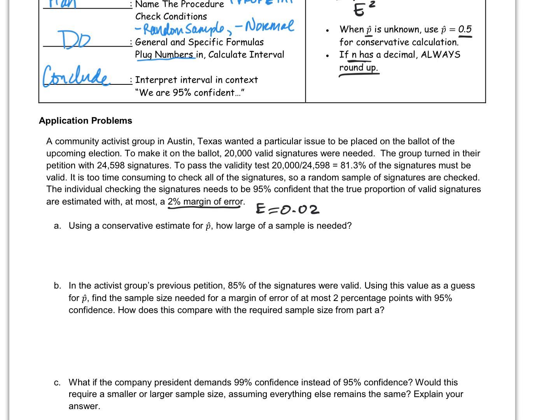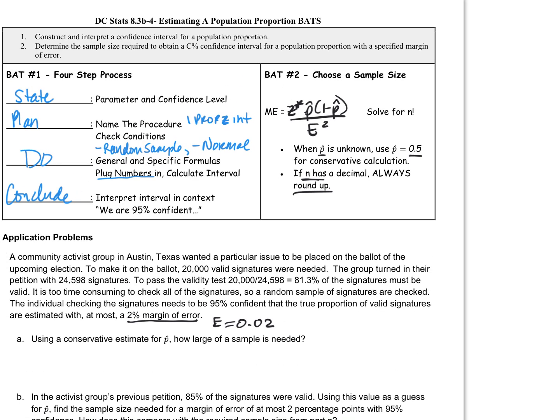All right. So it says, using a conservative estimate, how large a sample is needed? So what the heck does that mean? What's the conservative estimate? 0.5 is considered the conservative estimate, by the way, for your p-hat value. When they don't give anything else, we use conservative.